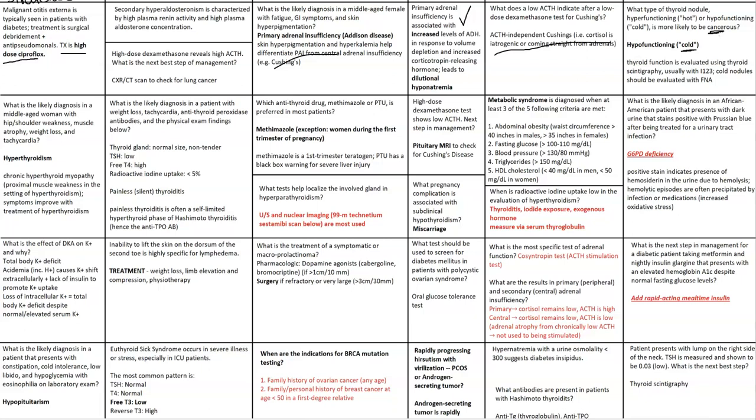What is the most likely diagnosis in a patient with weight loss, tachycardia, antithyroid peroxidase antibodies, and the physical exam findings below? Thyroid gland normal, non-tender, TSH low, free T4 high, radioactive iodine uptake less than 5%. That's painless, silent thyroiditis. Painless thyroiditis is often a self-limited hyperthyroid phase of Hashimoto thyroiditis, hence the anti-TPO antibody. So again, weight loss, tachycardia, anti-TPO, as well as normal thyroid, low TSH, high free T4, radioactive iodine uptake less than 5.